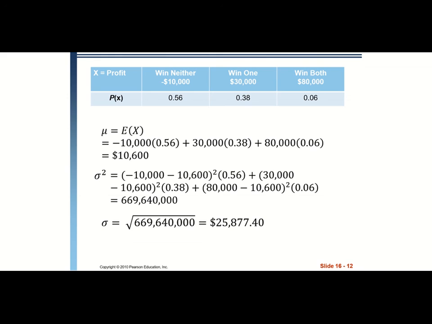It makes sense that there's a large standard deviation for this problem because there's a pretty wide range of outcomes. The owner can have a wide range of outcomes here. He can win $80,000, he can lose $10,000. So again, there's a pretty big spread here in our outcomes.